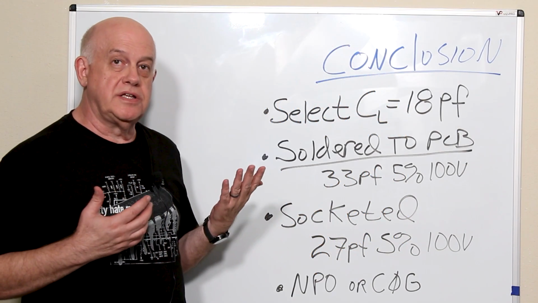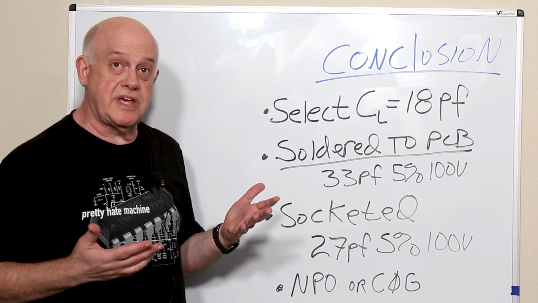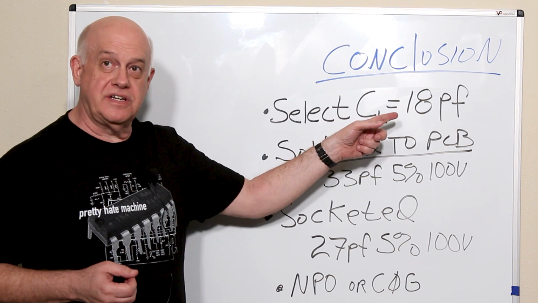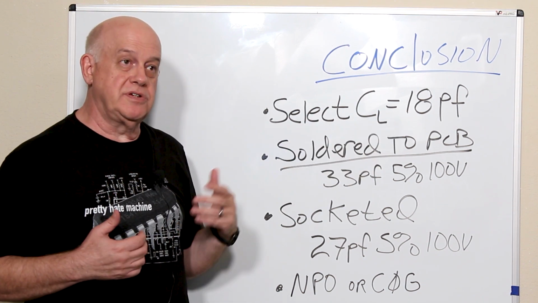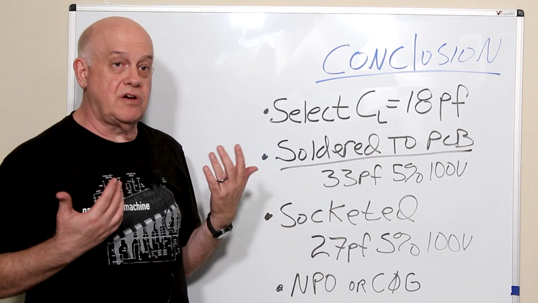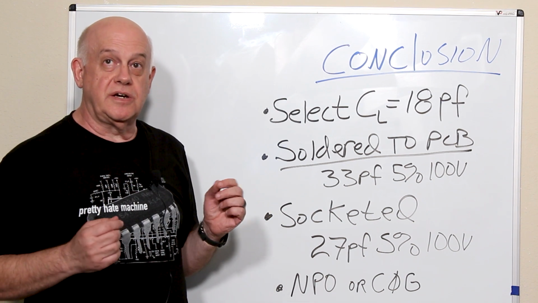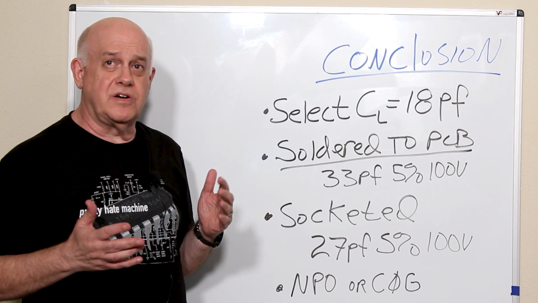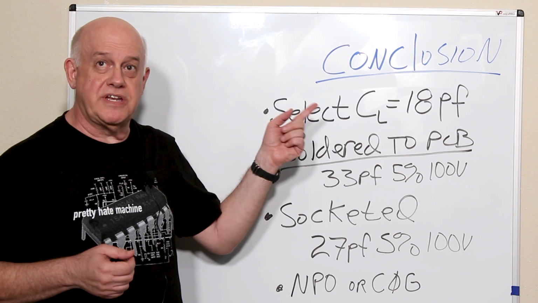Brother. So now what are our conclusions? The first thing, which is the most important thing, is always select an 18 picofarad C sub L when you pick a crystal. Now, if you're doing repair work on an older board and you don't know what the crystal is, you have no idea, here's a clue. Look at the capacitors. If the capacitors are 33 or 27 picofarad, just go replace it with an 18 picofarad C sub L.